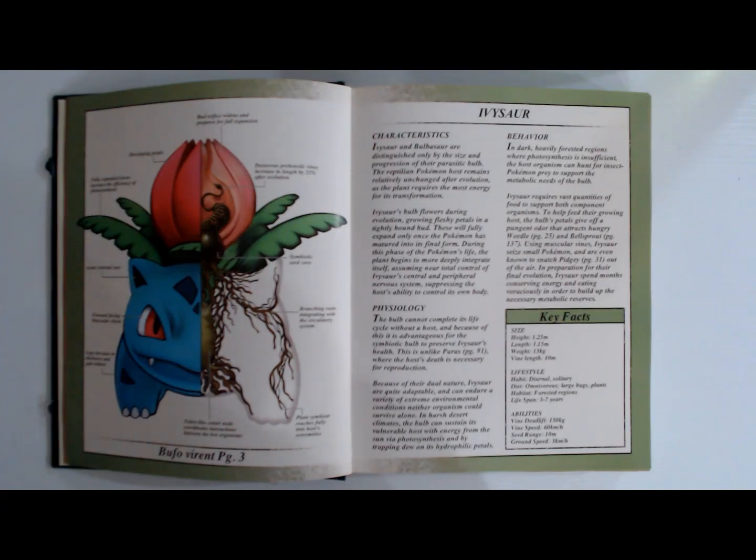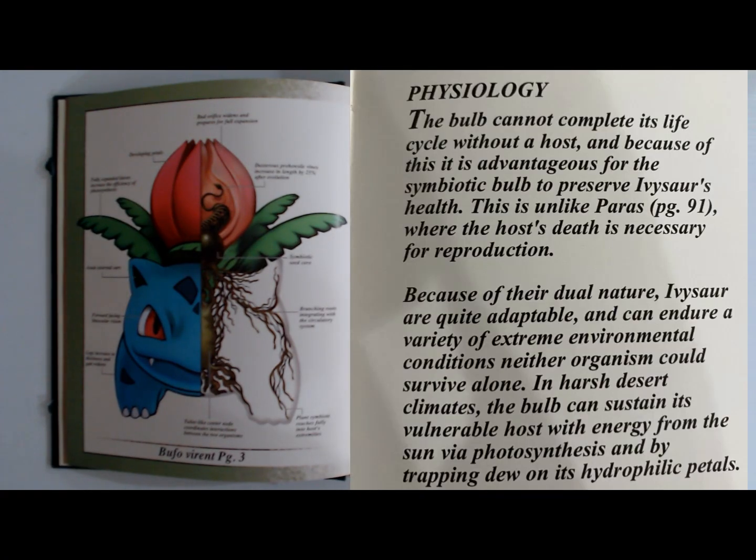In section 2, we're talking about physiology. The bulb cannot complete its life cycle without a host, and because of this, its advantage for the symbiotic bulb is to preserve Ivysaur's health. This is unlike Paras, where the host's death is necessary for reproduction.